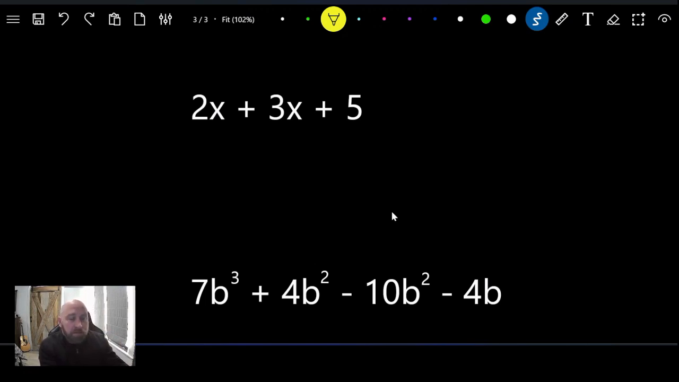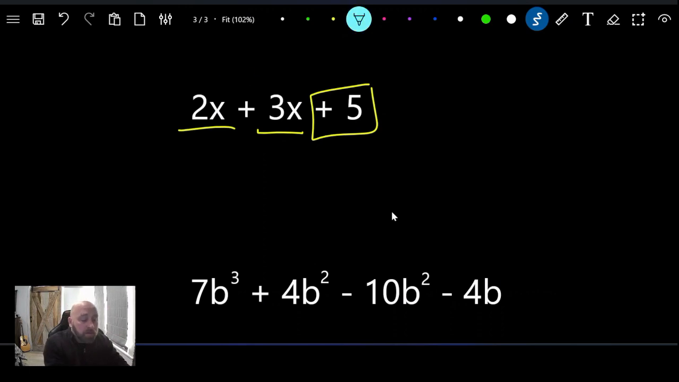So 2x plus 3x plus 5. Which ones are like terms? Well, there's a 2x and a 3x. Those ones have the same letters and the same exponents. Notice this one does not have a letter with it, and so we have to separate him. He's a watermelon, okay? So we have apples and watermelons here, and we can't combine the two.